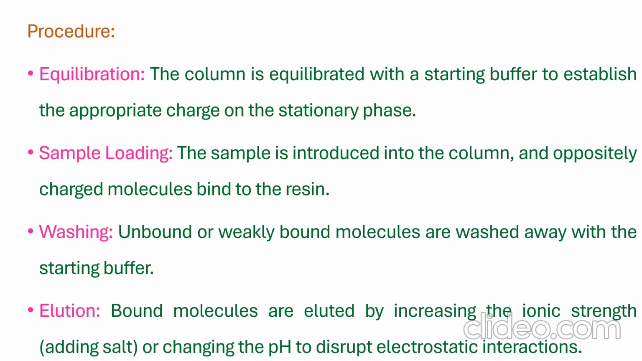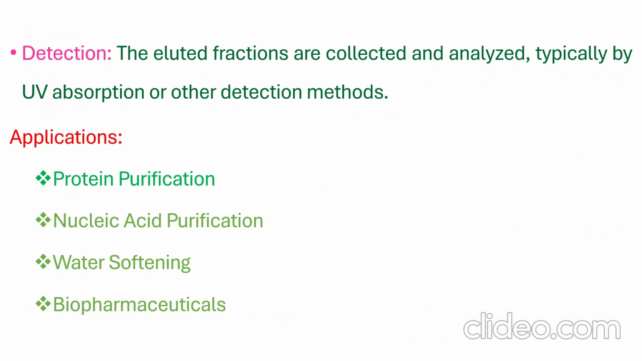It starts with equilibration. The stationary phase is equilibrated with a buffer of appropriate pH and ionic strength to prepare for sample binding. Then sample application or sample loading. The sample is loaded and target molecules with an opposite charge to the stationary phase bind strongly. Then the unbound or weakly bound molecules are washed out using the starting buffer. After washing, bound molecules are selectively eluted by increasing the ionic strength or changing the pH. Then the eluted fractions are collected and analyzed, typically by UV absorption or other detection methods.